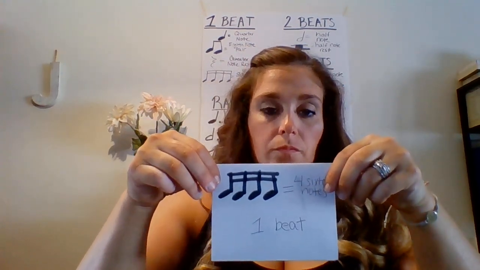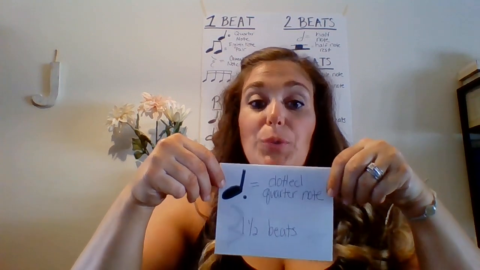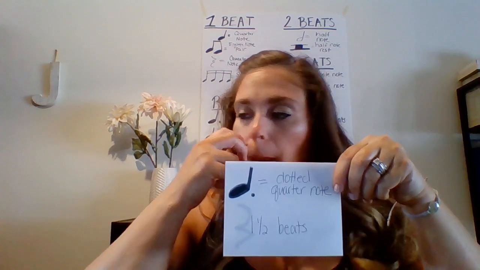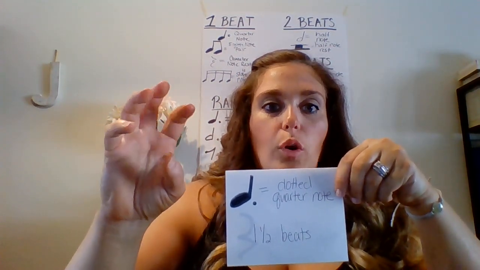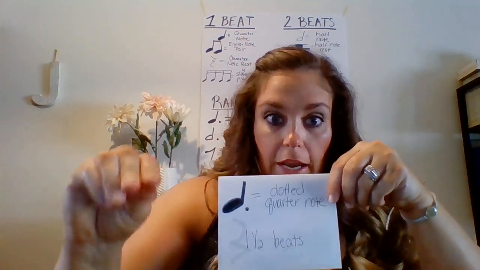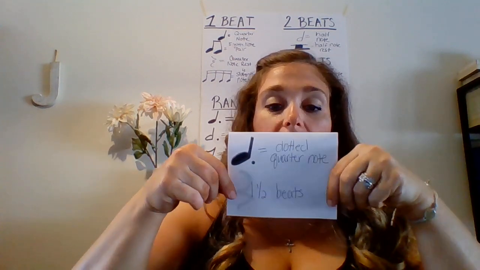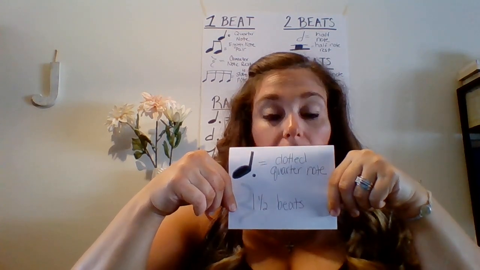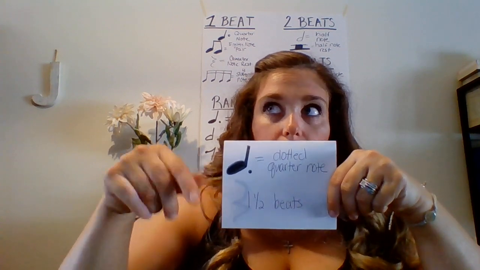Now, the next one we're going to learn is the dotted quarter note. This is super hard, and if you don't get it right away, that's okay. Just keep playing with it. Think of music like math. At the stage we're at right now, it always has to equal 4. So if this is 1.5 beats out of 4, that means we have 2.5 beats left, right? I'm doing that math.